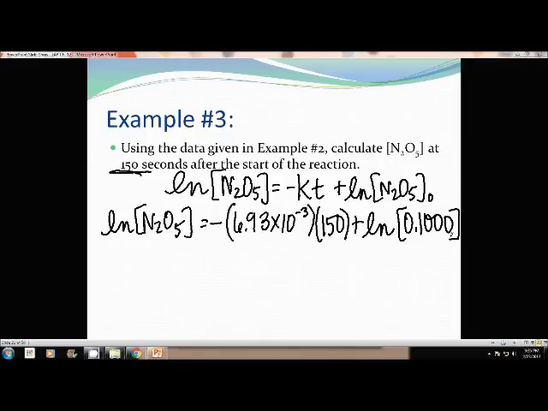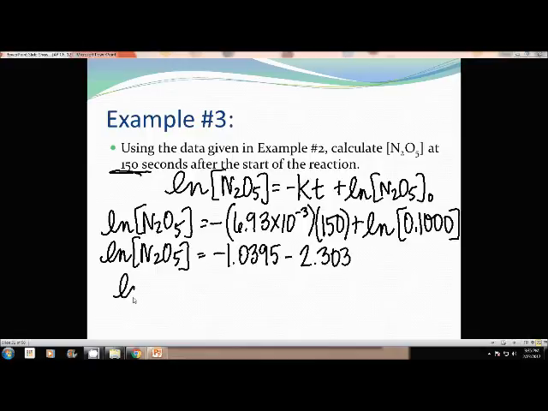Okay, well, solving it out, the natural log of the N2O5 is equal to, and then multiplying those two together, I got negative 1.0395 minus, and then the natural log was, we could actually take that from our Google sheet if you wanted to. So again, getting it more simplified, is equal to negative 3.3425. Well, now we need to get rid of the natural log because I want to just know the concentration.